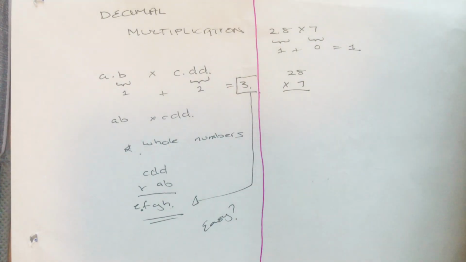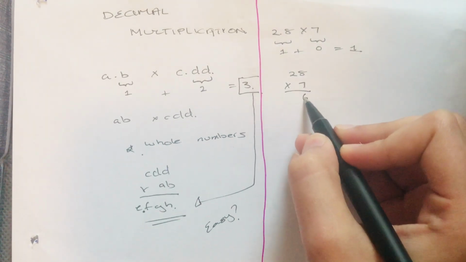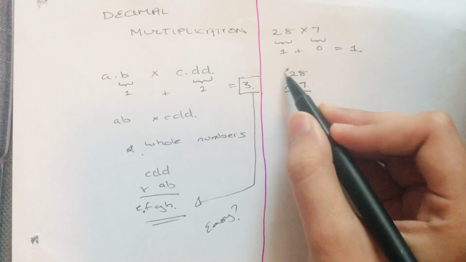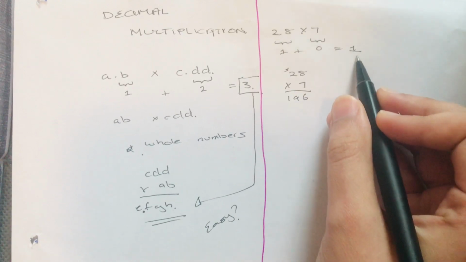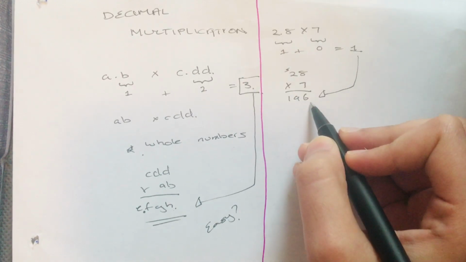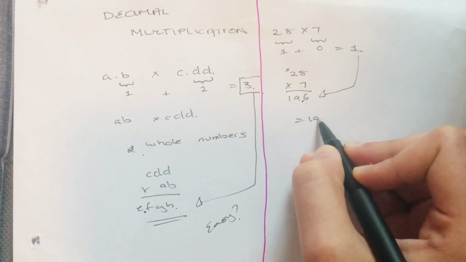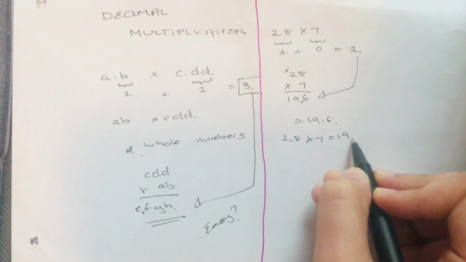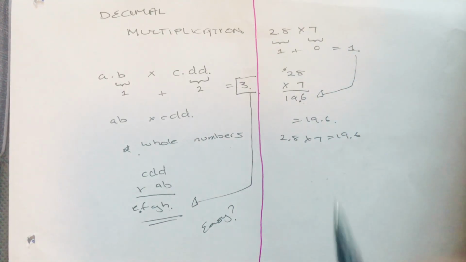Okay, so you multiply like normal numbers. 7 times 8 is 56. 7 times 2 is 14, plus the carry, that is 14 plus 5, 19. You bring this back, you start counting from the right, so 1, and then you put the decimal point. So your answer is 19.6. 2.8 multiplied by 7 is equal to 19.6. It's just this much space, so little working, and you've got the answer.